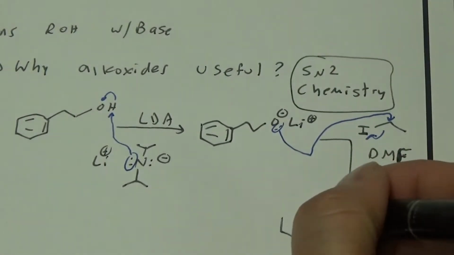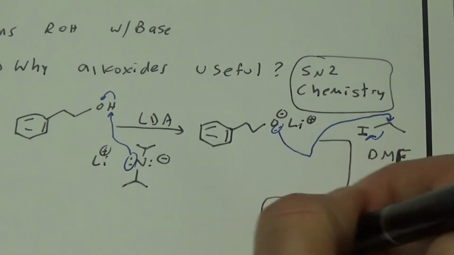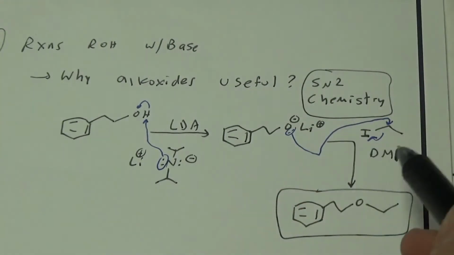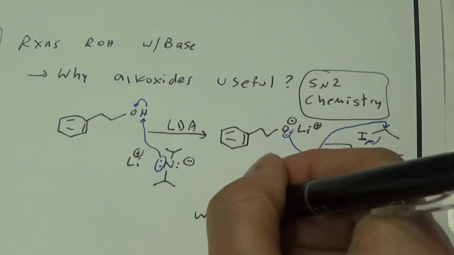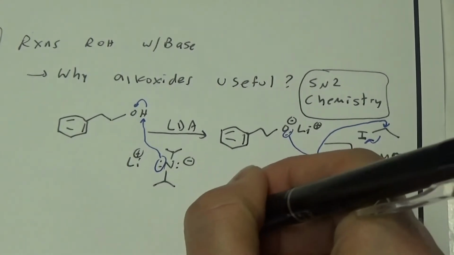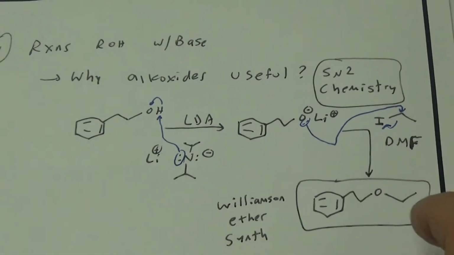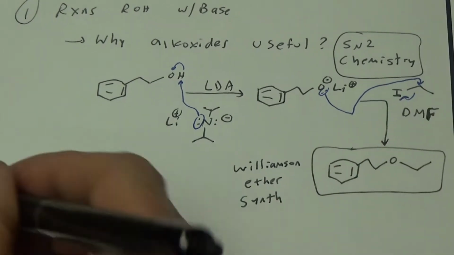Now you got your product, right? So why are these alkoxides useful? You can undergo SN2 reactions. We already gave this a name. It's the Williamson ether synthesis. It's later in the chapter. I just wanted to mention it again real quick. So we'll come back to that. Okay, so number 2.